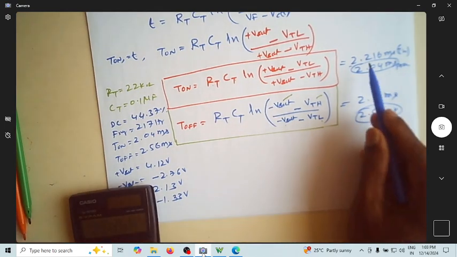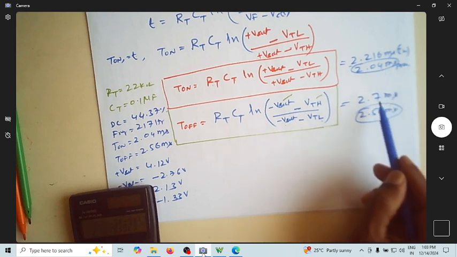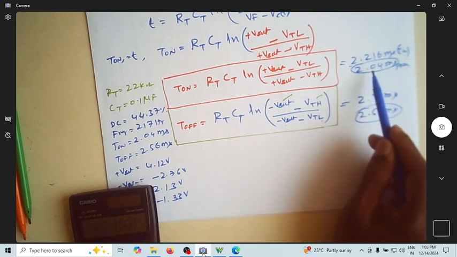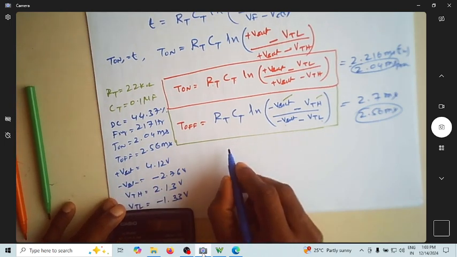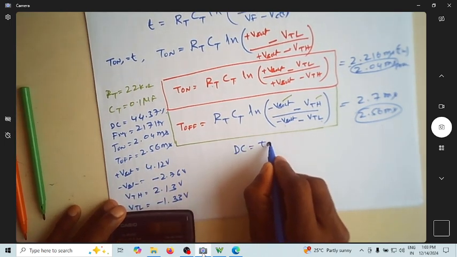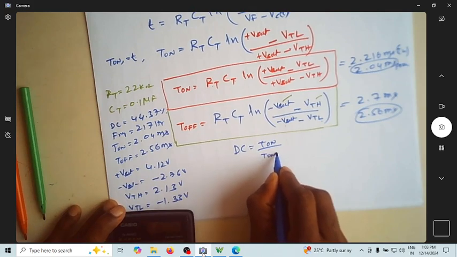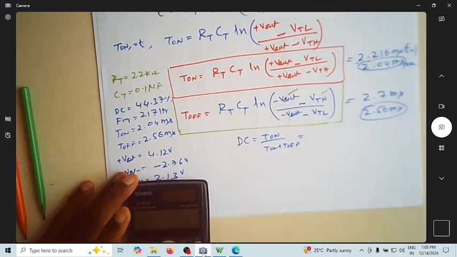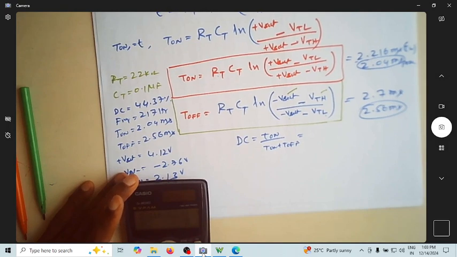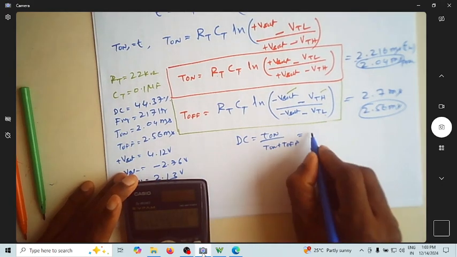You can see this is my calculated value and this is my practical value. There's no huge difference between the theoretical and the practical values, they are almost matching. Let me find out the duty cycle here. Duty cycle is T on by T on plus T off. As per my calculation, it is 2.216 divided by 2.216 plus 2.7, which is 45%.